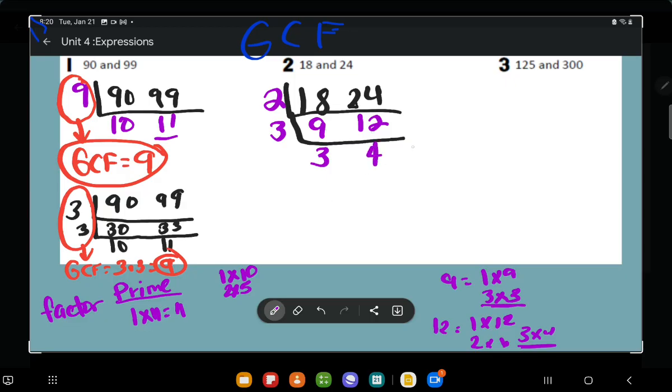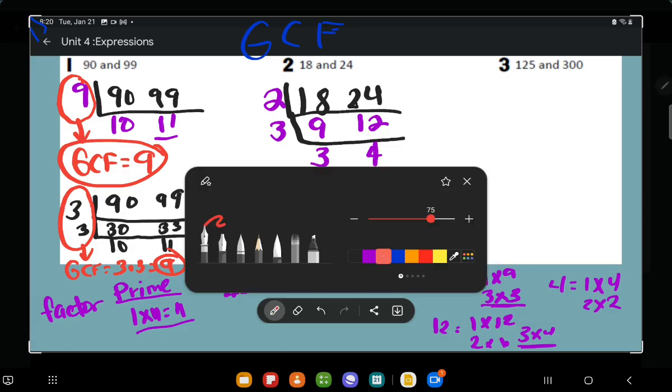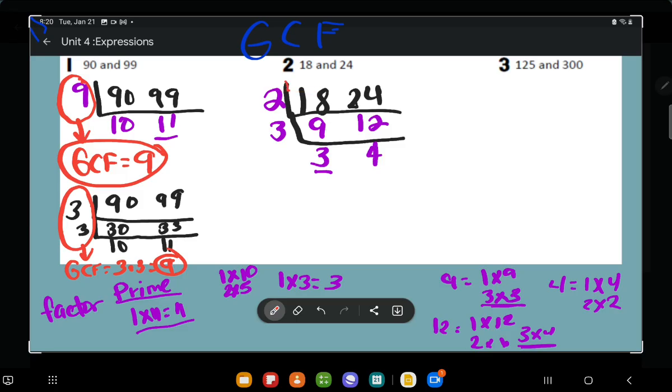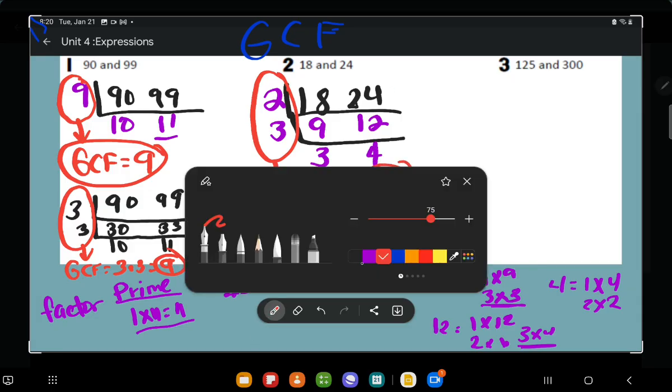So my next step is to see if my numbers are prime before I stop. Is 4 prime? 1 times 4, 2 times 2. Nope. Is 3 prime? Let's see, 1 times 3. Yes, 3 is prime. So since 3 is prime, I can stop dividing, and now I can find my greatest common factor. So I'm just going to multiply my numbers on the side of my letter right here. So my greatest common factor would be 2 times 3, which is 6. Greatest common factor would be 6 for 18 and 24.